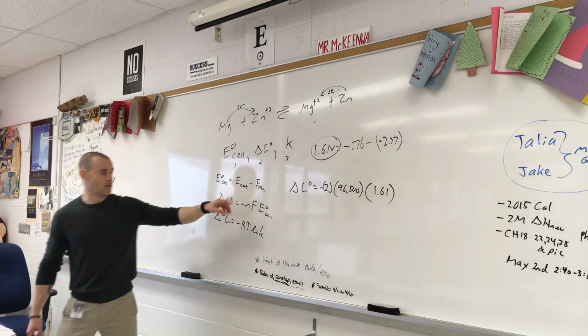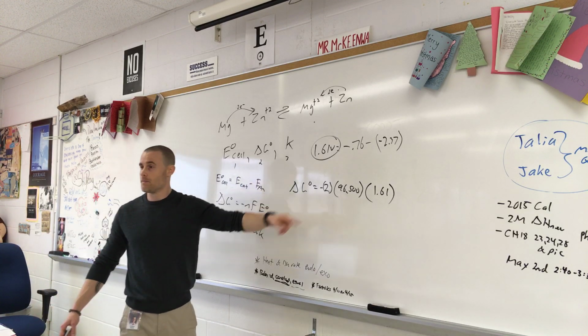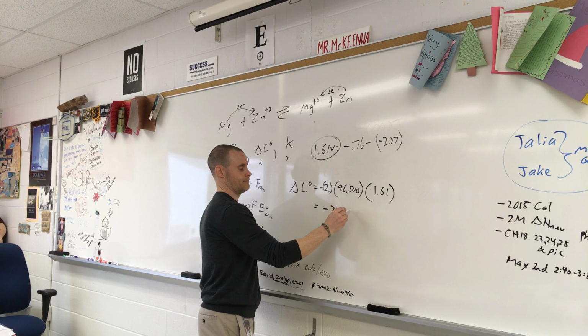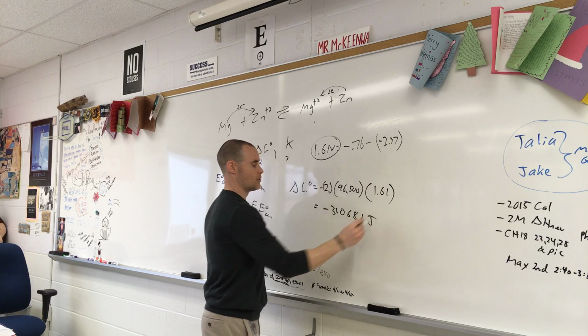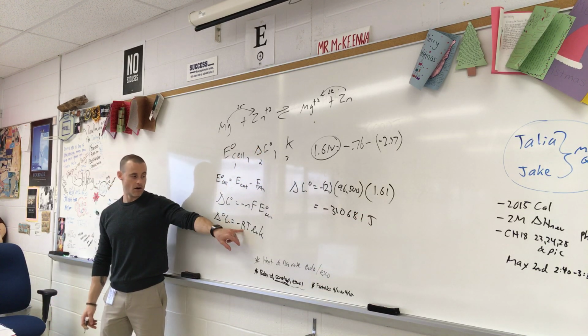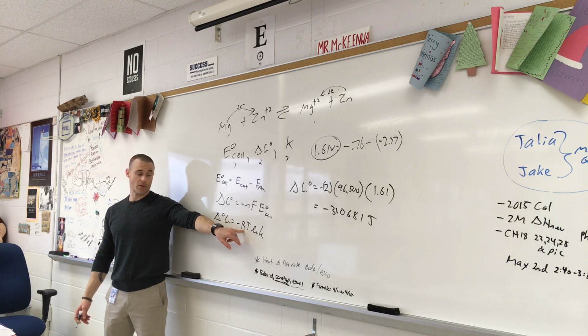Who has a delta G for me? What is this? Negative 310,681. Yeah, again, 310,681. Okay, and that should be joules, which is good because R is 8.314 joules per Kelvin mole.